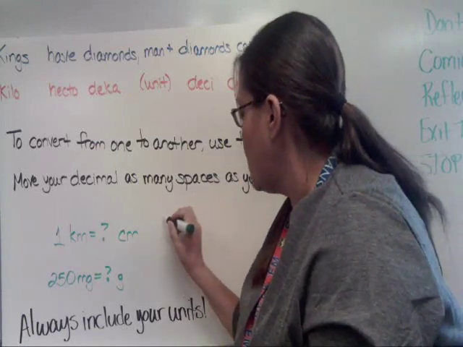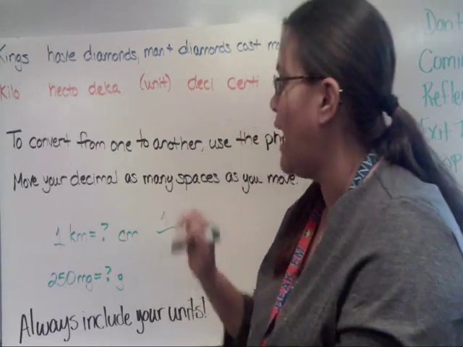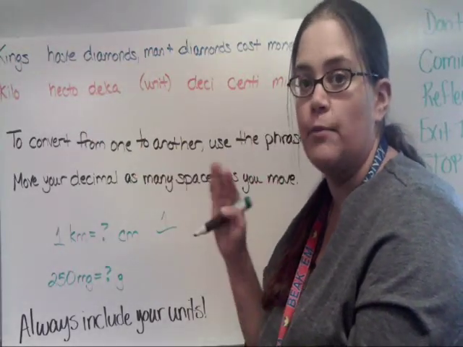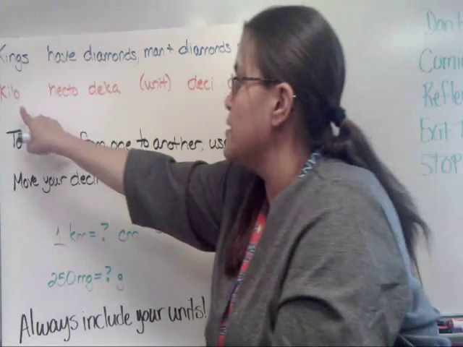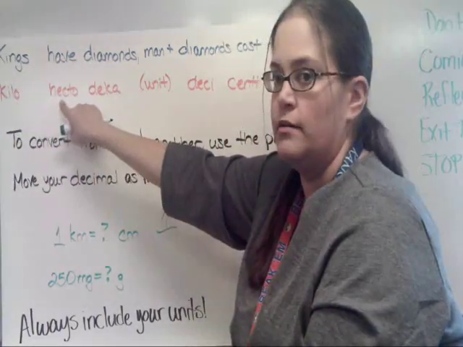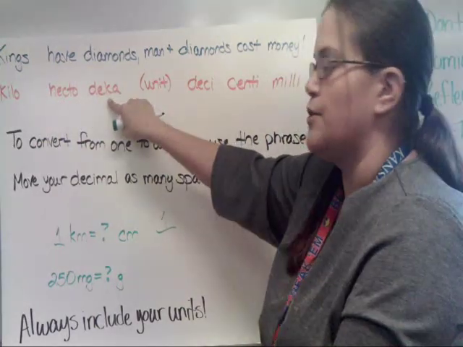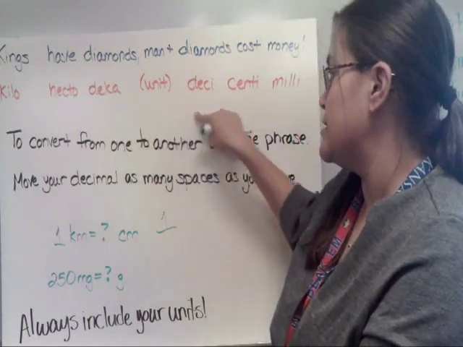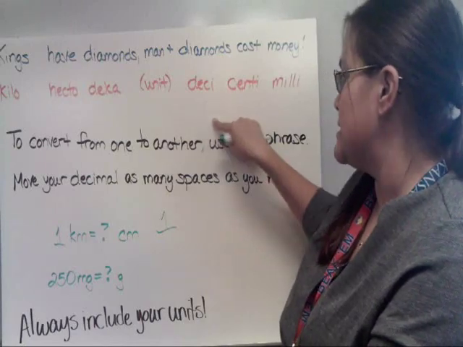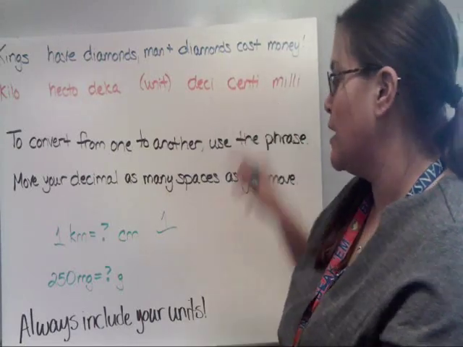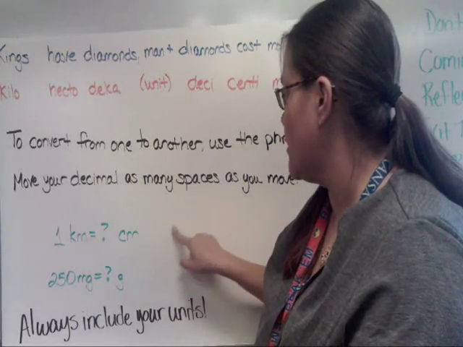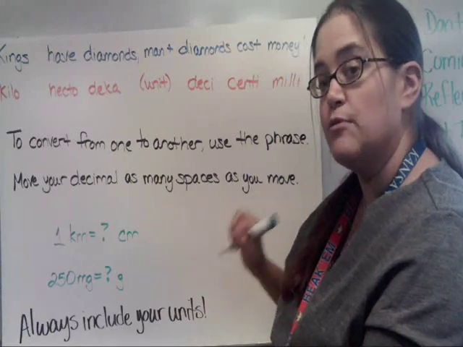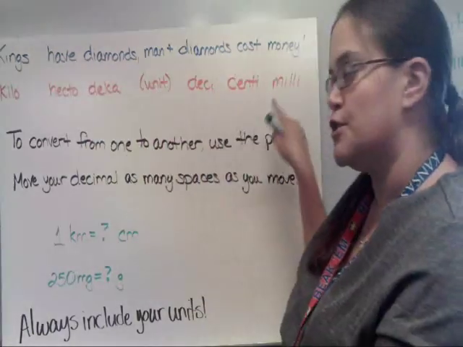We're going to go ahead and write our 1. Then if you count from kilometer to centimeter, it tells you how many spots to move your decimal. So kilo to hecto is 1. Hecto to deca is 2. Deca to unit is 3. Unit to deci is 4. And deci to centi is 5. Since we're going smaller, we want to move our decimal to the right because we moved to the right.